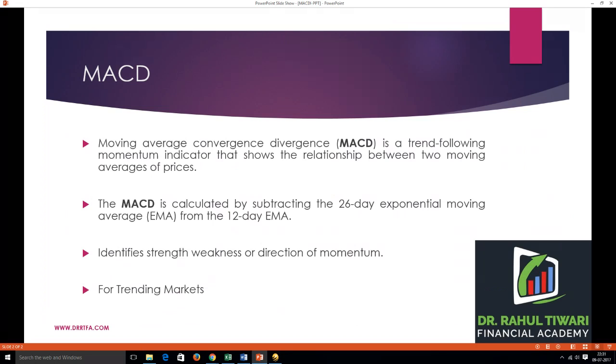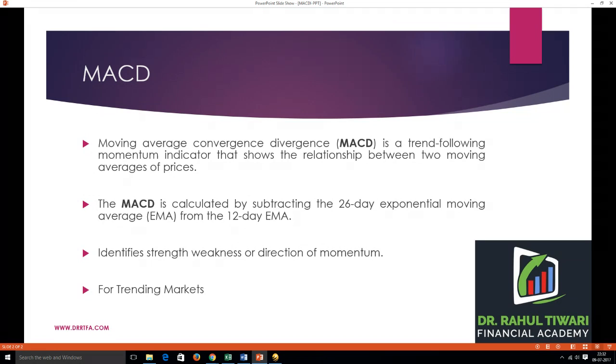The MACD is a trend following momentum indicator that shows the relationship between two moving averages of prices. The MACD is calculated by subtracting the 26-day exponential moving average from the 12-day exponential moving average. MACD identifies strength, weaknesses, or direction of momentum. MACD basically works very well for the trending markets.